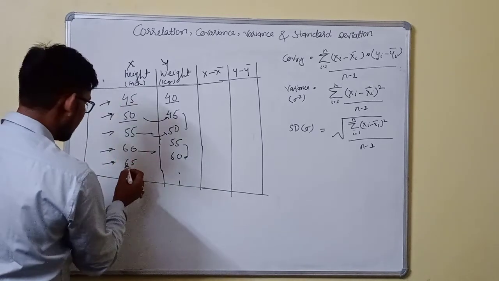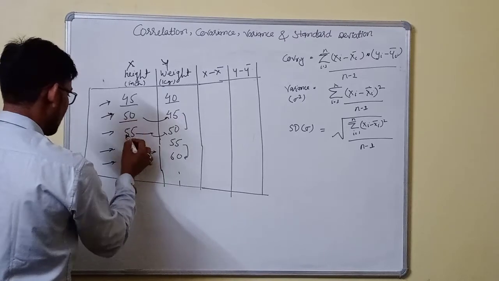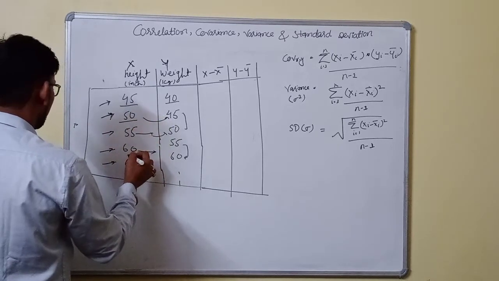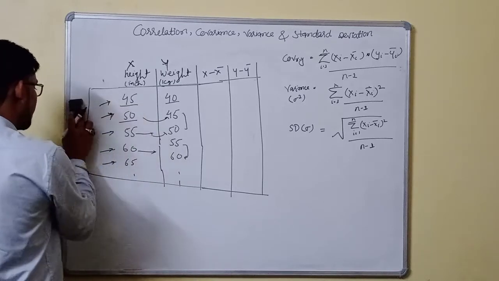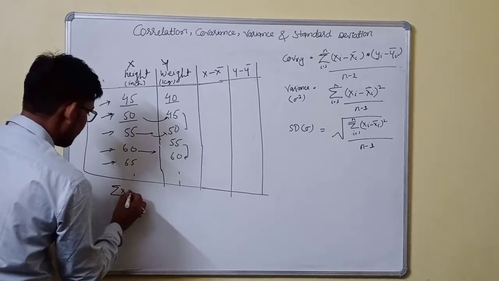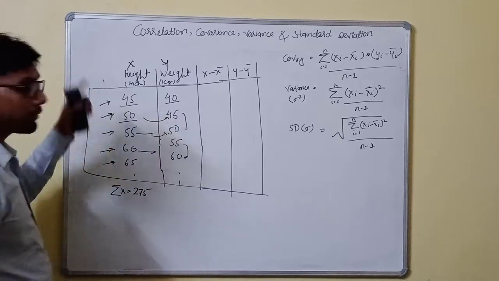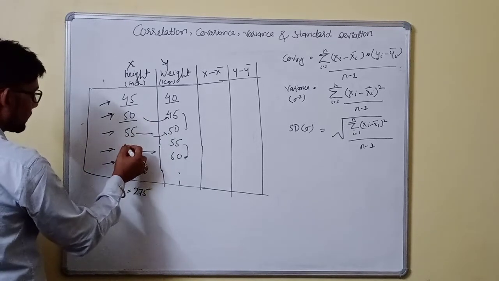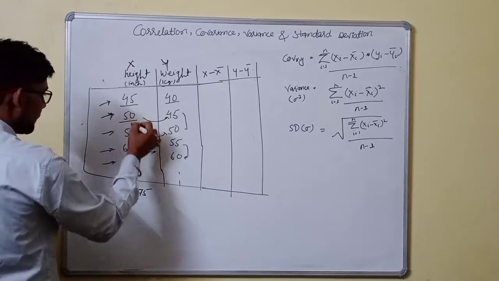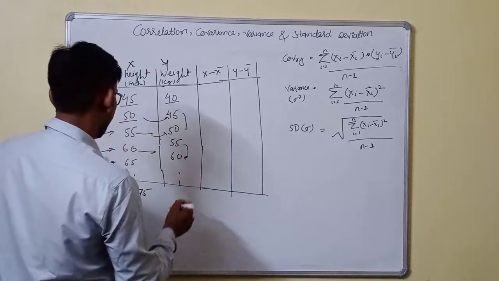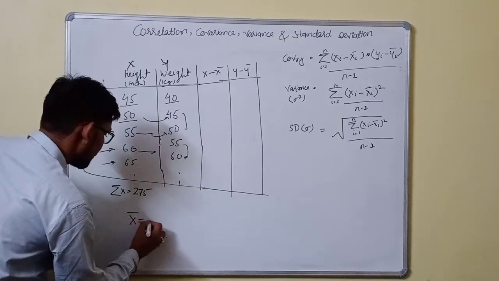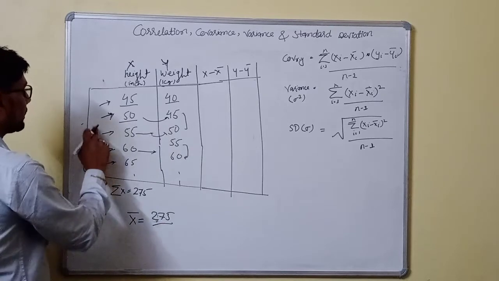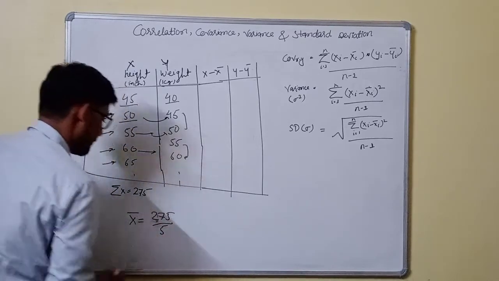So basically, summation of x is equal to 275. You can calculate yourself. This is 45, 95, 150, 210, 275. Now the average, x bar, is equal to 275 divided by the number, which is 1, 2, 3, 4, 5. So, 5, right?